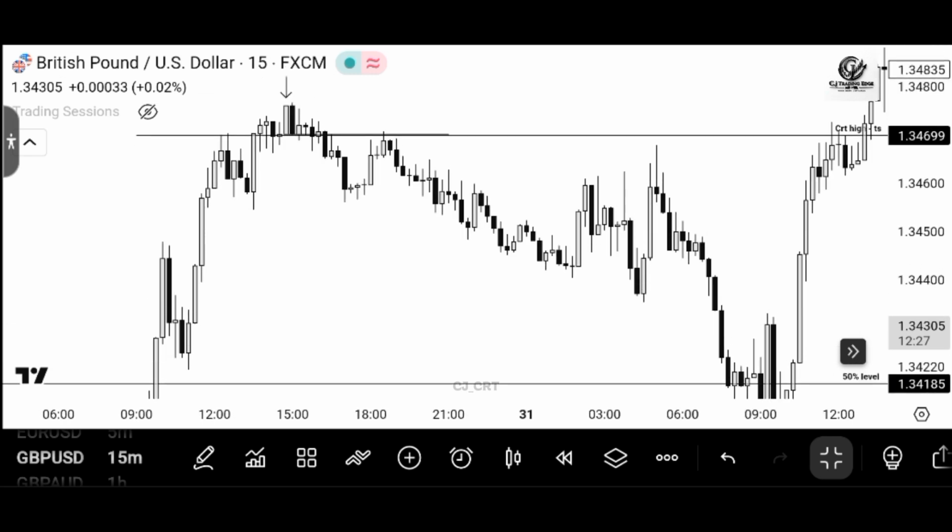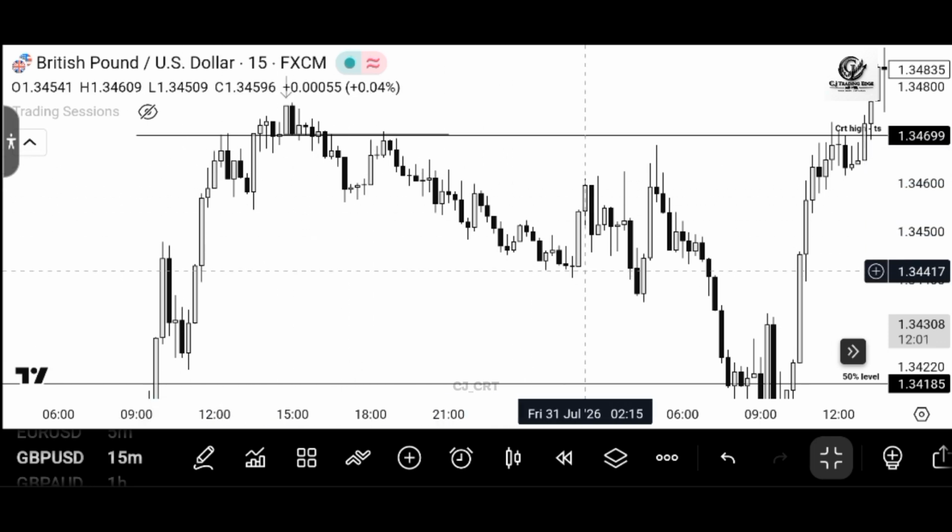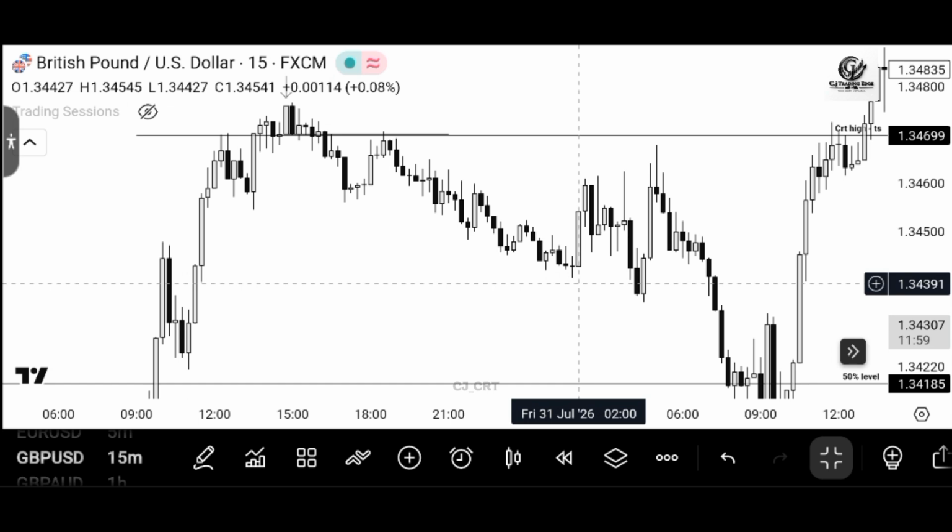I dropped this trade signal in my private group. And when I dropped it, someone came to my DM and said I was wrong in what I was doing, and he gave valid reasons. What he said was, CJ, the CRT you're trading did not match with time.